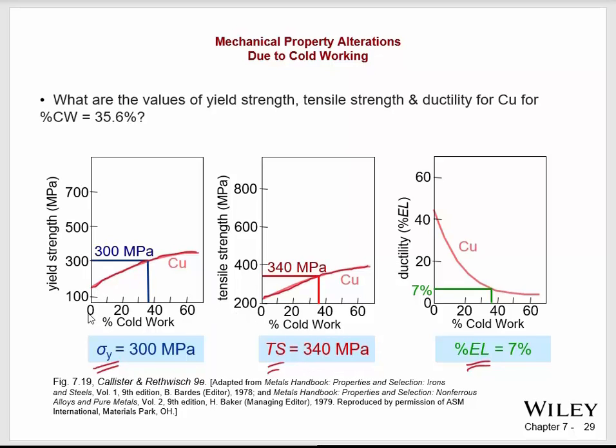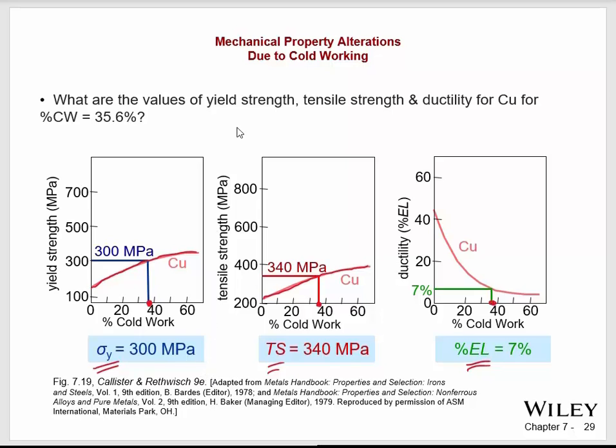So notice here that the strength of the material in both tensile terms and in yield terms has increased, but we have lost the ductility. It's become a more brittle material, in other words. So we would check on each of these graphs. You would check 35.6%, 35.6%, 35.6%. See where you land, and they have provided these values for us and said, oh, that means that you landed at 7% elongation at 340 megapascals of tensile strength and 300 megapascals of yield strength.